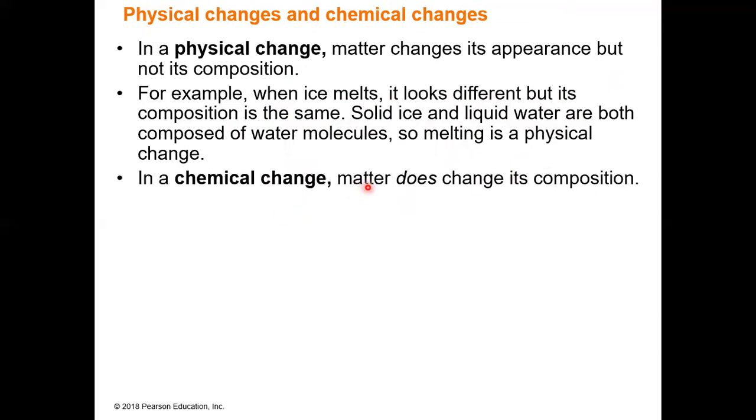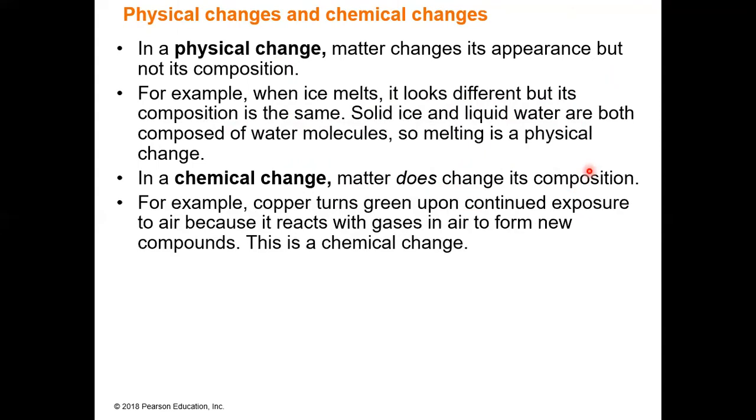In a chemical change, matter does change its composition. For example, copper turns green upon continuous exposure to air because it reacts with gas in the air to form a new compound, and this is a chemical change.